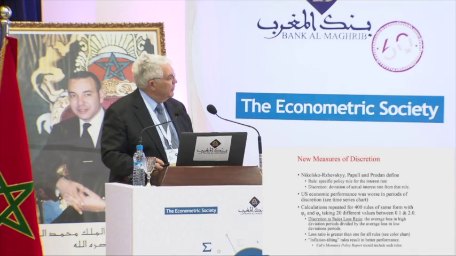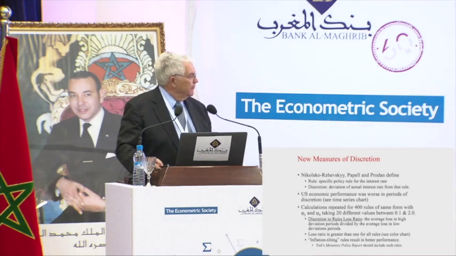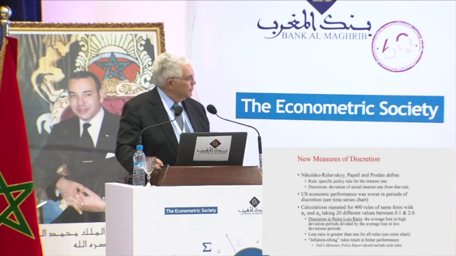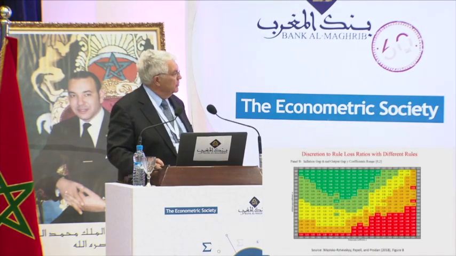And then they look at the ratio of discretion to rules, that is, how high was the loss in discretionary periods, where you deviated from the rule by a certain amount. They find that it's much greater than one for all the rules, but moreover, I'll show you this picture. Well, let me show you this picture.